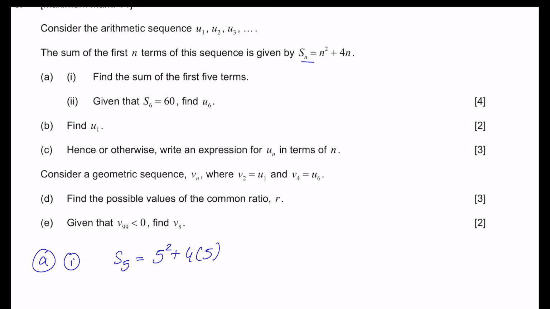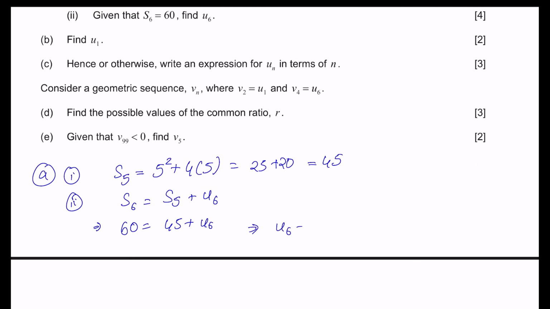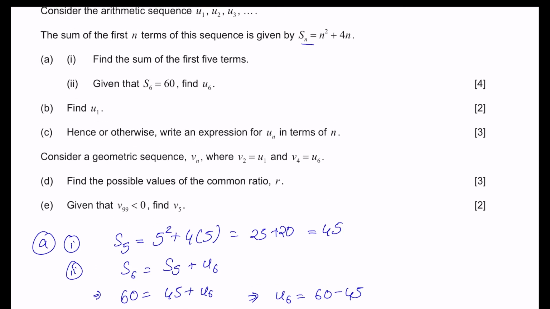So this is 25 plus 20, which gives us 45, right? This is the sum of the first 5 terms, s5. They have given us that s6 is equal to 60, and we have to find u6. So s6 is basically s5 plus u6. If I add the next term to the sum of the first 5 terms, I'll get the sum of the 6 terms. This is 60 equals 45 plus u6. So u6 will be equal to 60 minus 45, so u6 is equal to 15. This is the answer to part A2.